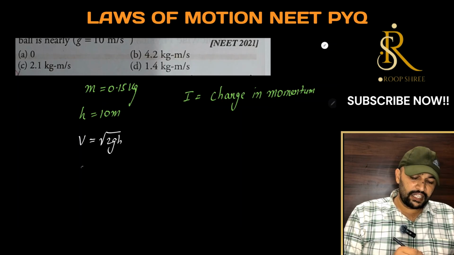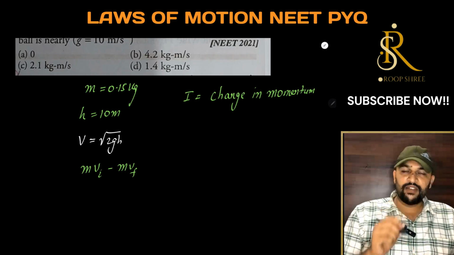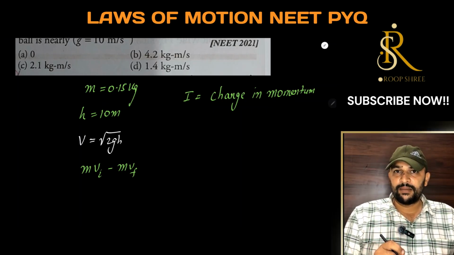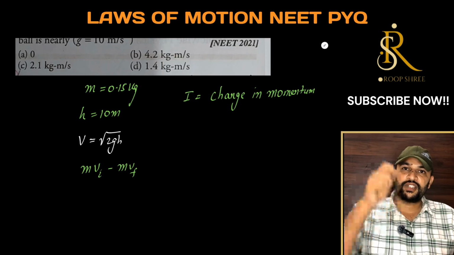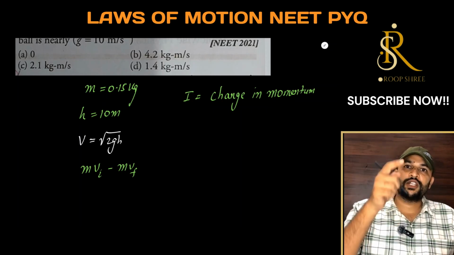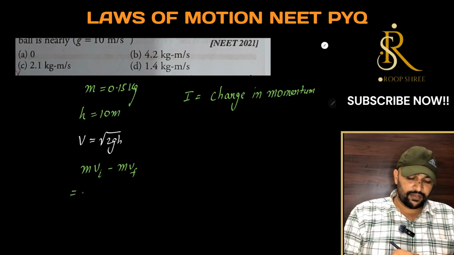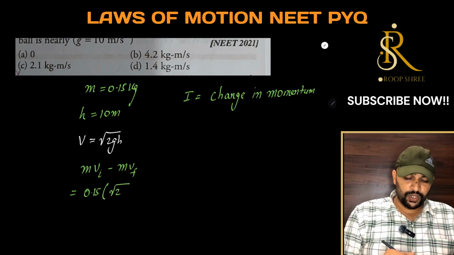So change in momentum is mass into v initial minus mass into v final. But be very careful, the velocity magnitudes will be the same, but the directions are different. In the first case, the ball is falling down. In the second case, the ball is going up, right? So here it will be how much? M is 0.15. Let me write here 0.15, and velocity, which will be root 2gh.